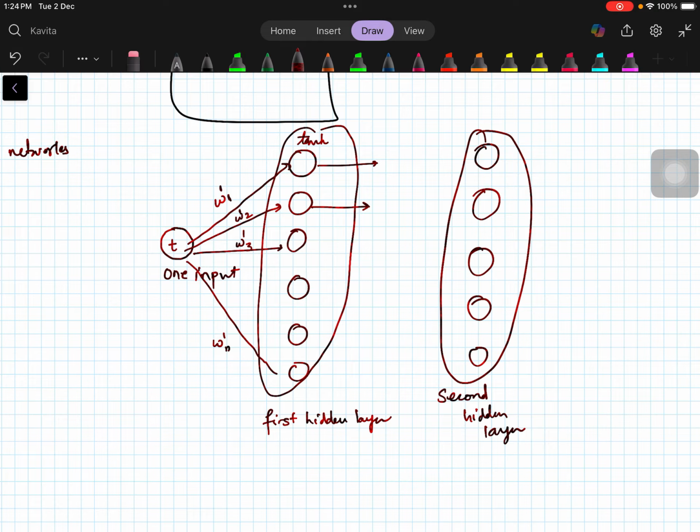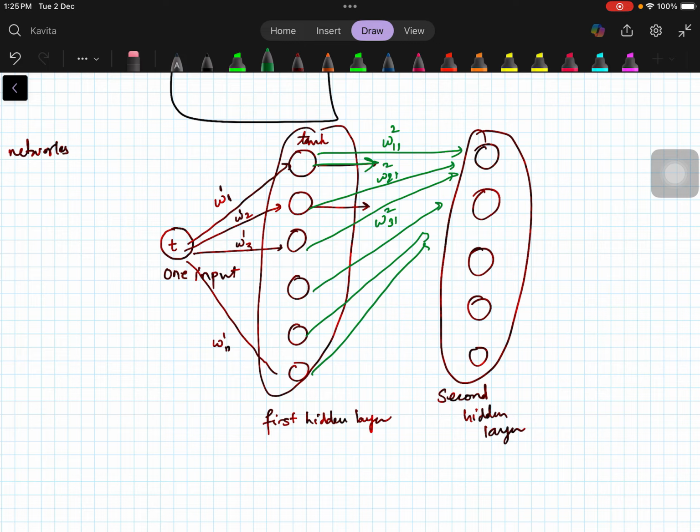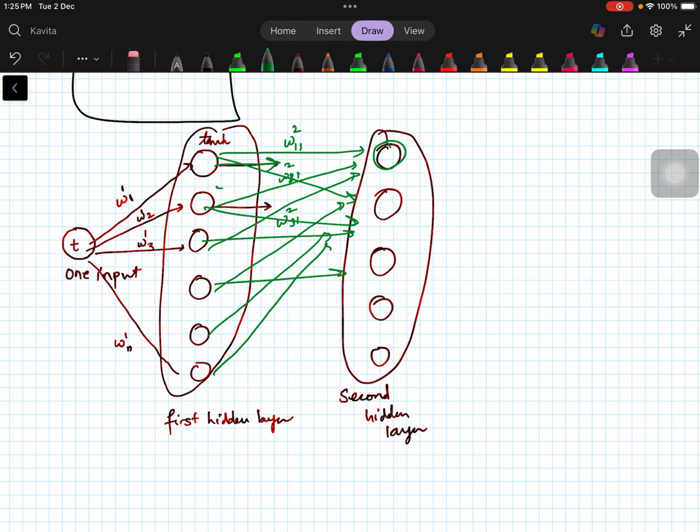So what will happen now? Whatever was output here will be multiplied with some weight, say W11 second layer. This will be multiplied with some weight W21 second layer, and then this will be multiplied W31 second layer, and so on, right? So this will go to this neuron. Similarly, this will go to this neuron. So we have all the weights here, right? And we will have one output, and this output will be your y, your height. Okay. So this is the classical structure of a neural network, right?